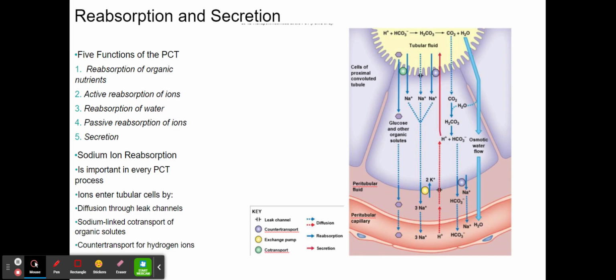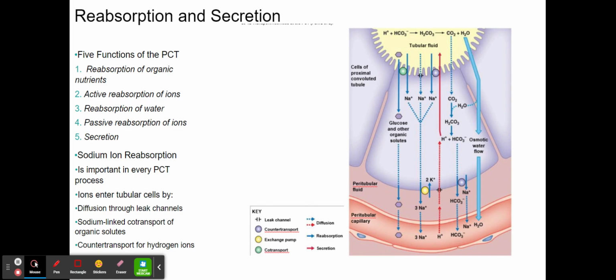Number 4 is passive reabsorption of ions. As active reabsorption of ions takes place and water leaves the tubular fluid by osmosis, the concentration of other solutes in the tubular fluid increases above that in the peritubular fluid. If the tubular cells are permeable to them, those solutes move across the tubular cells and into the peritubular fluid by passive diffusion. Urea, chloride ions, and lipid-soluble materials may diffuse out of the PCT in this way. Such diffusion further decreases the solute concentration of the tubular fluid and promotes additional water reabsorption by osmosis.